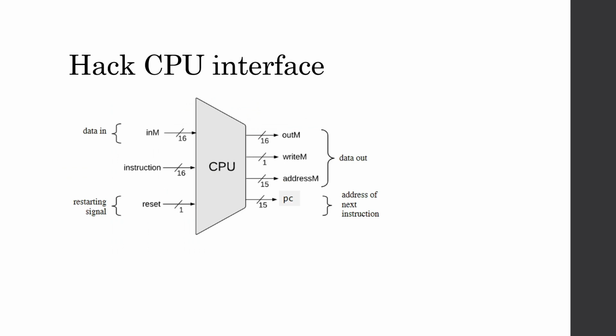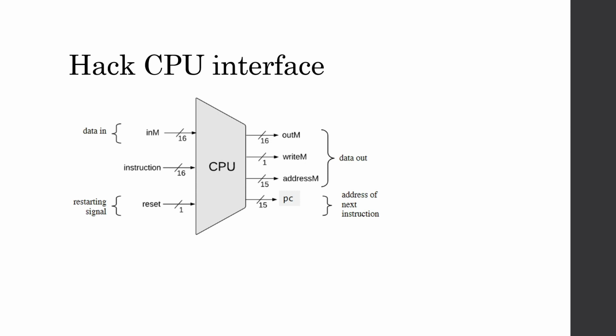Here's the CPU, and its interface is as follows. There's a 16-bit word called inM, and that's its input. It's got a 16-bit width word called instruction, and it's got a 1-bit width word called reset. And reset just resets the program counter. It's got a 16-bit width output word called outM. It's got a 1-bit width output called writeM.